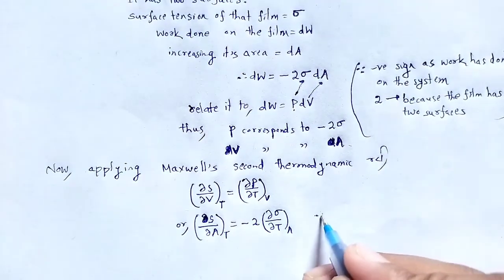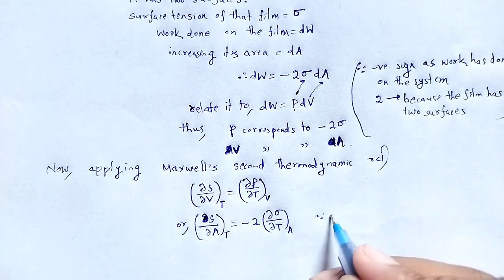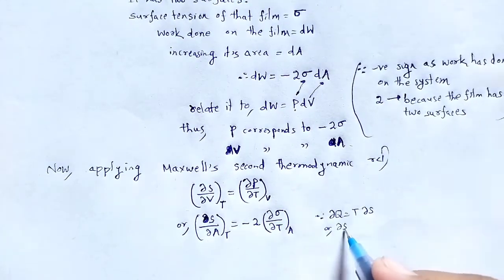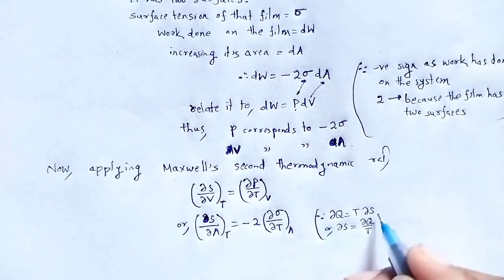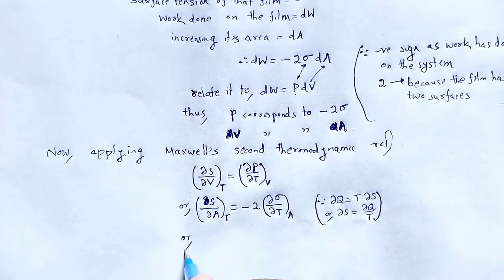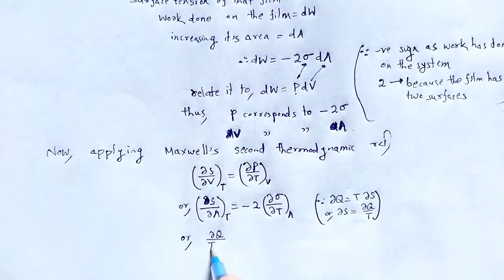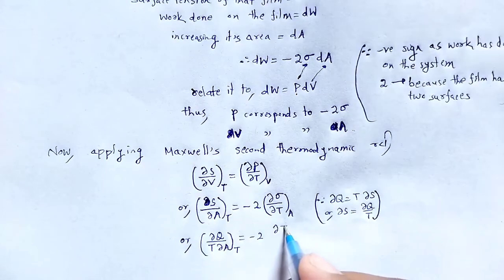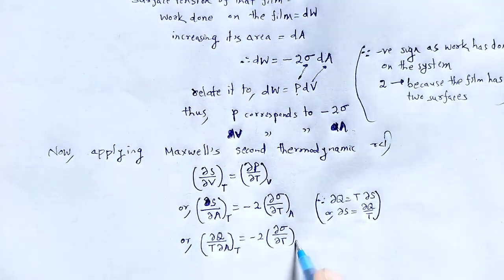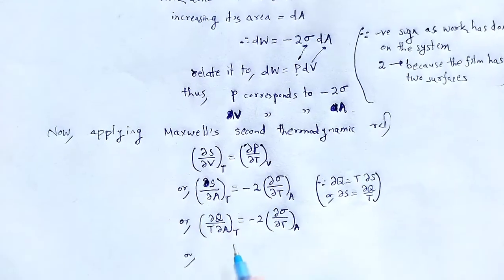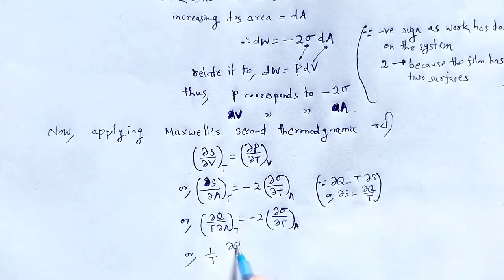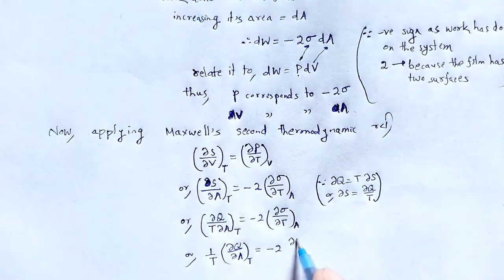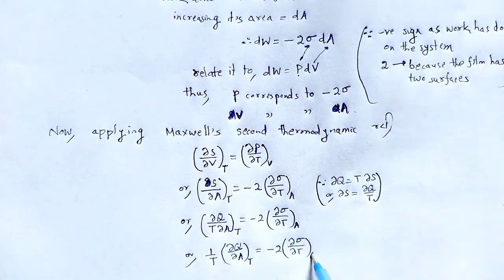In place of dS we substitute, we know from the second law of thermodynamics, dQ is equal to T dS, or del S is equal to del Q by T. Substituting here, del Q divided by T del A at constant temperature is equal to minus 2 del sigma by del T at constant A, or 1 by T times del Q by del A at constant temperature is equal to minus 2 del sigma by del T at constant area.